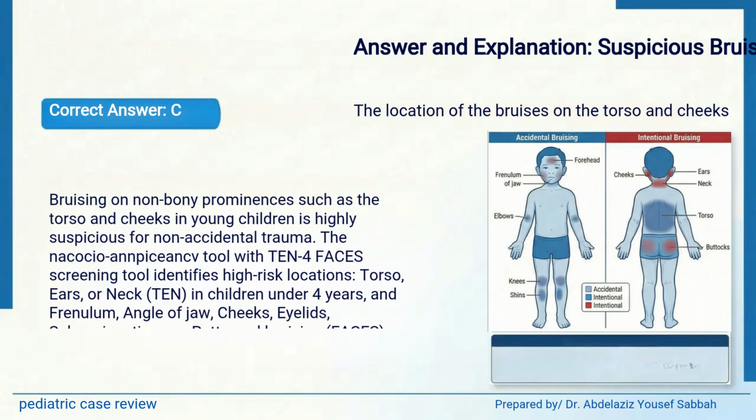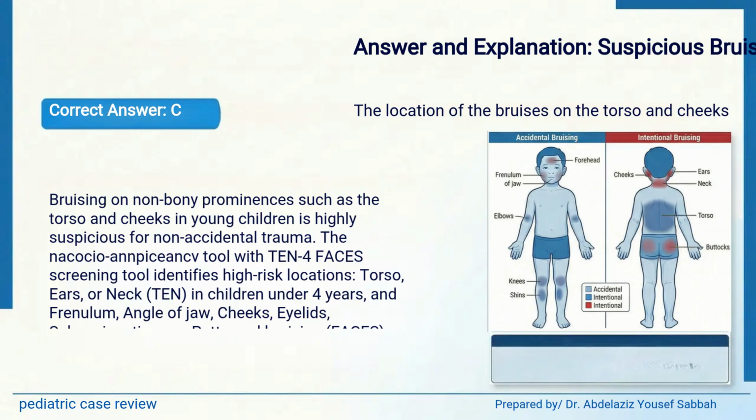Bruising on non-bony prominences, such as the torso and cheeks in young children, is highly suspicious for non-accidental trauma. A critically important clinical screening tool used in practice is the 10-4 Faces screening tool. This tool identifies two groups of high-risk bruising locations. The first group, called 10, stands for torso, ears, and neck in children under 4 years of age. Any bruise in these locations in a non-ambulatory child should immediately raise concern for non-accidental trauma.